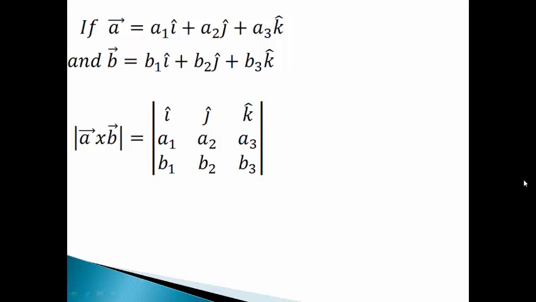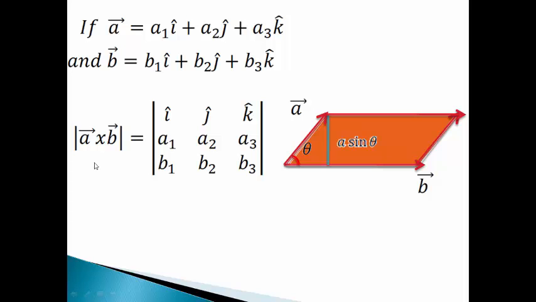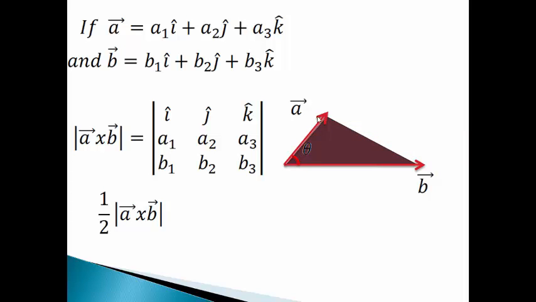As discussed earlier, for any two vectors A and B inclined to each other at an angle theta, the area of the resultant parallelogram will be given by the magnitude of A cross B, and half of A cross B will give the area of the triangle enclosed by vector A and vector B.